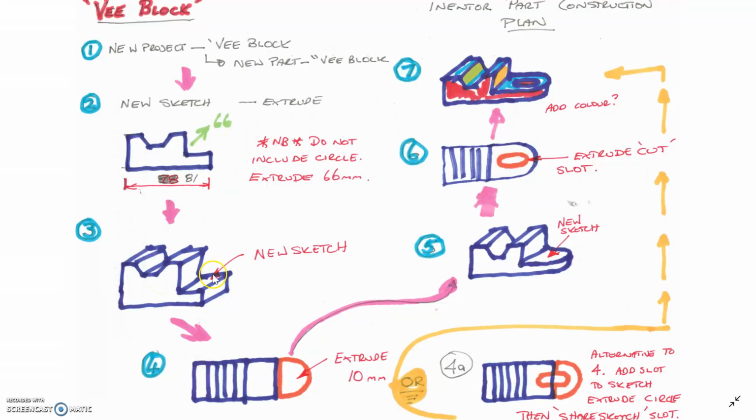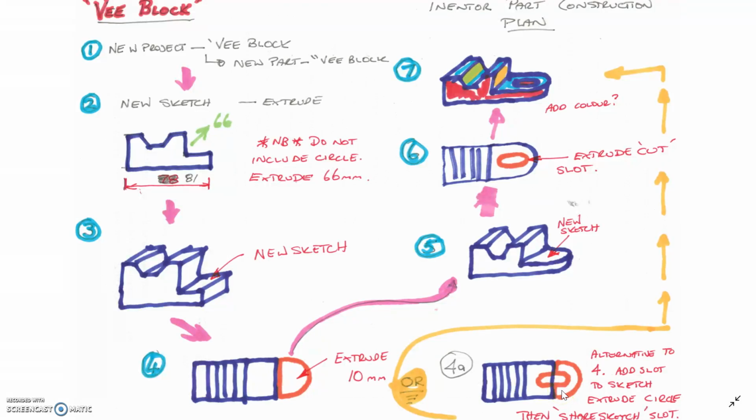Now on that surface there, you're going to create a sketch and extrude it. And if you notice, I've got 4A here. 4A is an alternative, and 4A actually gets you straight up to the end straight away. This one here gets you to add the circle on, extrude it, and then create a new sketch, put the slot on there, and extrude cut it. If you come over to 4A here, you can see that I've got the slot and the circle already added.